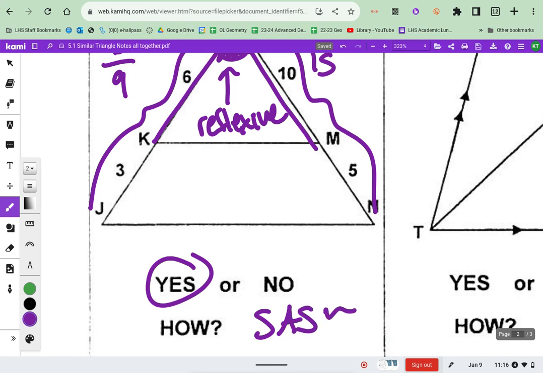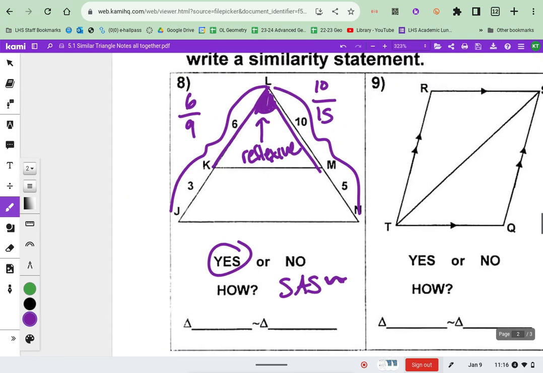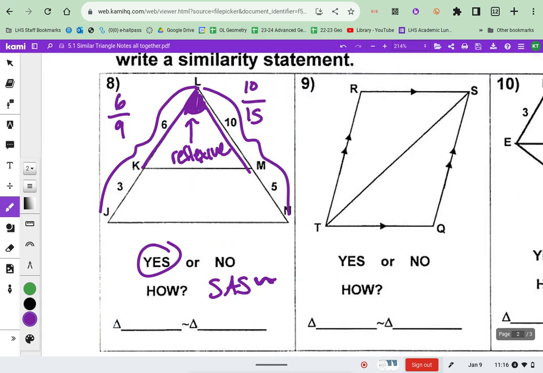By the way, I'm doing the squiggle after I write SAS to show that I'm not using the congruent side angle side, because we had congruency for side angle side. I'm using the similarity. So add your little squiggle after side angle side if you don't have it already. So we say side angle side similarity. So then for your similarity statement, you could do something like triangle KLM is similar to triangle JLN. Something like that.